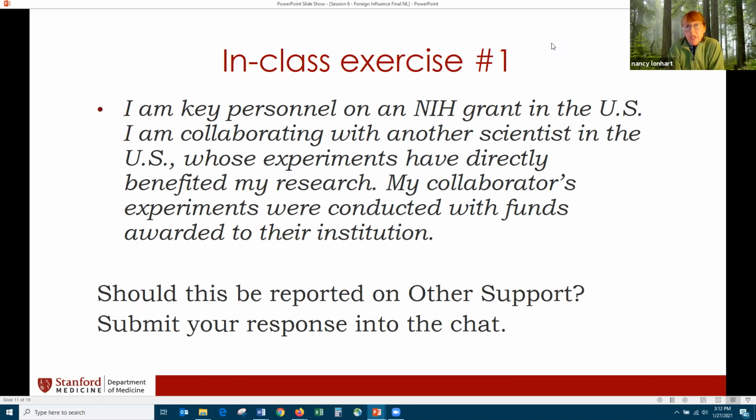Okay, so in the interest of time, let's think about this. Why would we report this on the other support? Well, as I just mentioned, on other support, you need to include both domestic and foreign research collaborations that directly benefit the research. In this case, we were very clear when we stated that they benefited the research. You need to be identifying that in other support. So great job. All right, let's move on to our next exercise.